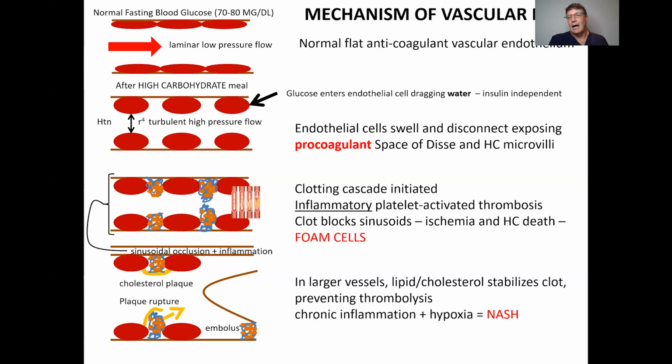And that's why they've been mistakenly maligned in the lipid heart hypothesis of cardiovascular disease. Be that as it may, in the liver, inflammatory platelets get activated. They clot and block the sinusoids, causing ischemia and hepatocellular death. And biologically, at least and pathologically, when you look under the microscope, we call those foam cells. And that is the combination of intracellular inflammation and vascular inflammation that leads to irreversible non-alcoholic steatohepatitis.